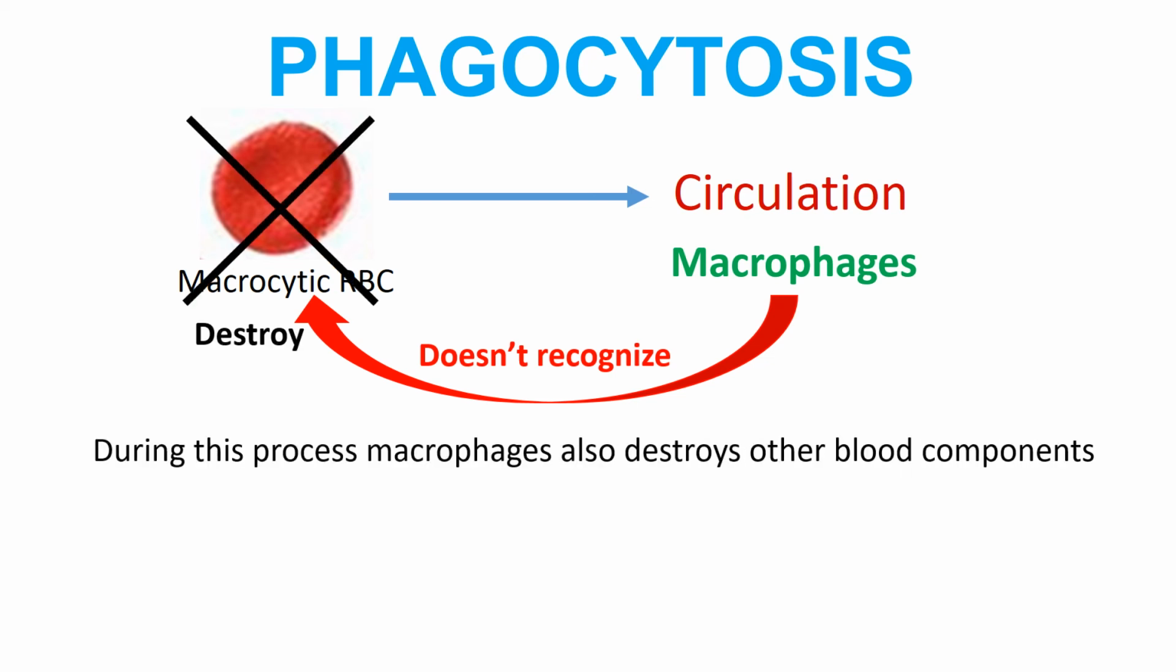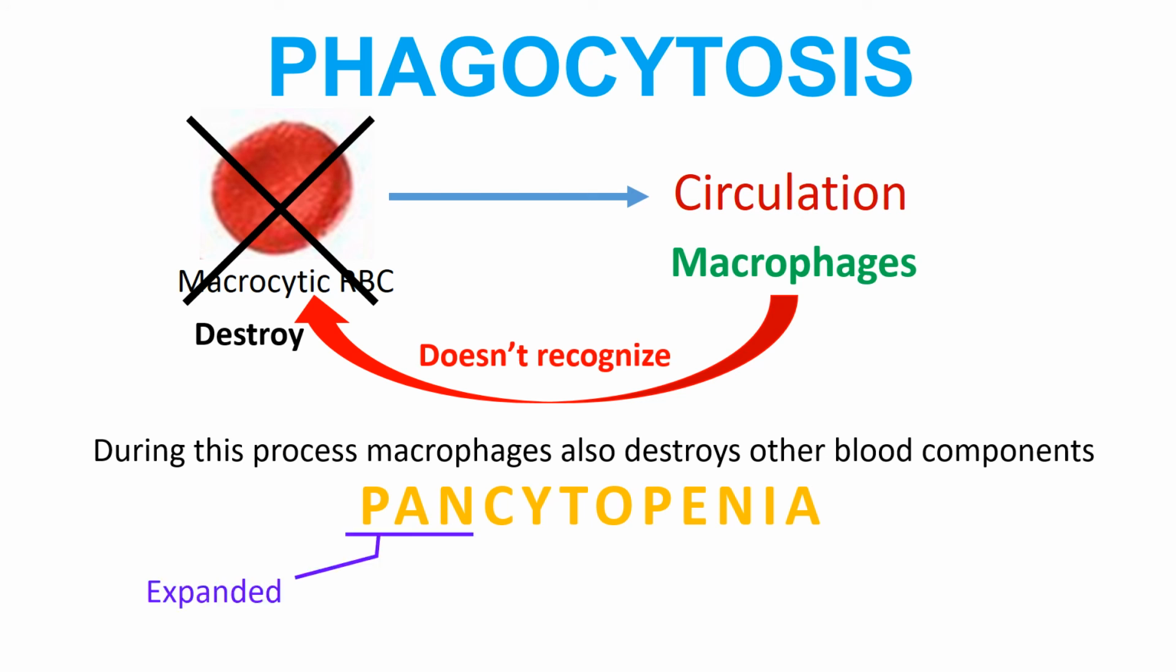During this process, the macrophage not just destroys the macrocytic red blood cell, rather it destroys almost every single blood component. We have a specific term for this, that is pancytopenia. What does pancytopenia mean? Pan means all, cyto means cell, penia means deficiency. Why does pancytopenia occur? As I have already discussed, because the macrophages destroy almost every single blood component. So with megaloblastic anemia and non-megaloblastic anemia, overall in macrocytic anemia, we have two problems. One, the size has increased, the other, pancytopenia.